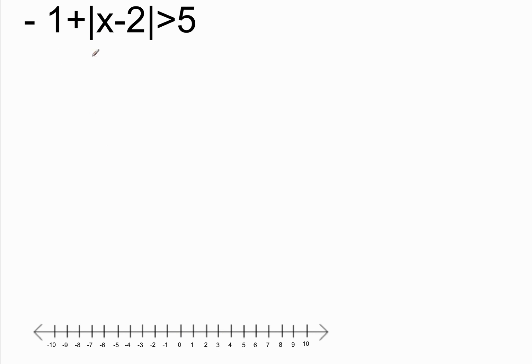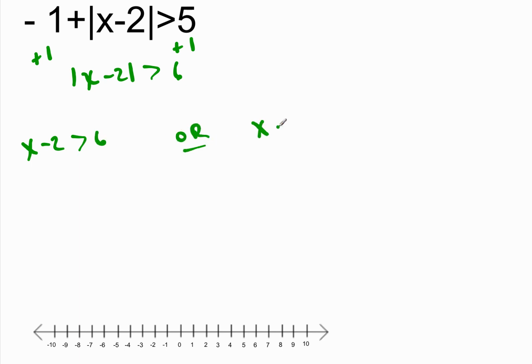So I'm going to look at this inequality. We want to isolate the absolute value, so I'm going to add 1 to both sides. And I have the absolute value of x minus 2 has got to be greater than 6. Now I have the greater than situation, so I know I'm going to have an or. So I have two equations. The first one is x minus 2 is greater than 6. And I'm going to put a great big or. X minus 2 is less than, and I'm going to multiply this by negative 1. So it's less than negative 6.